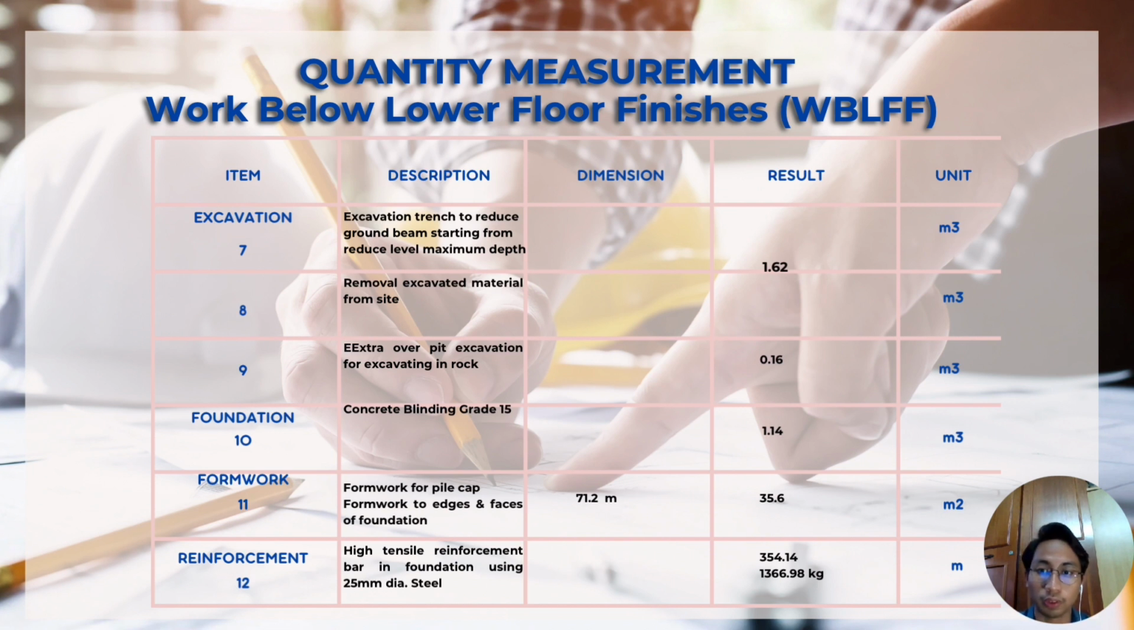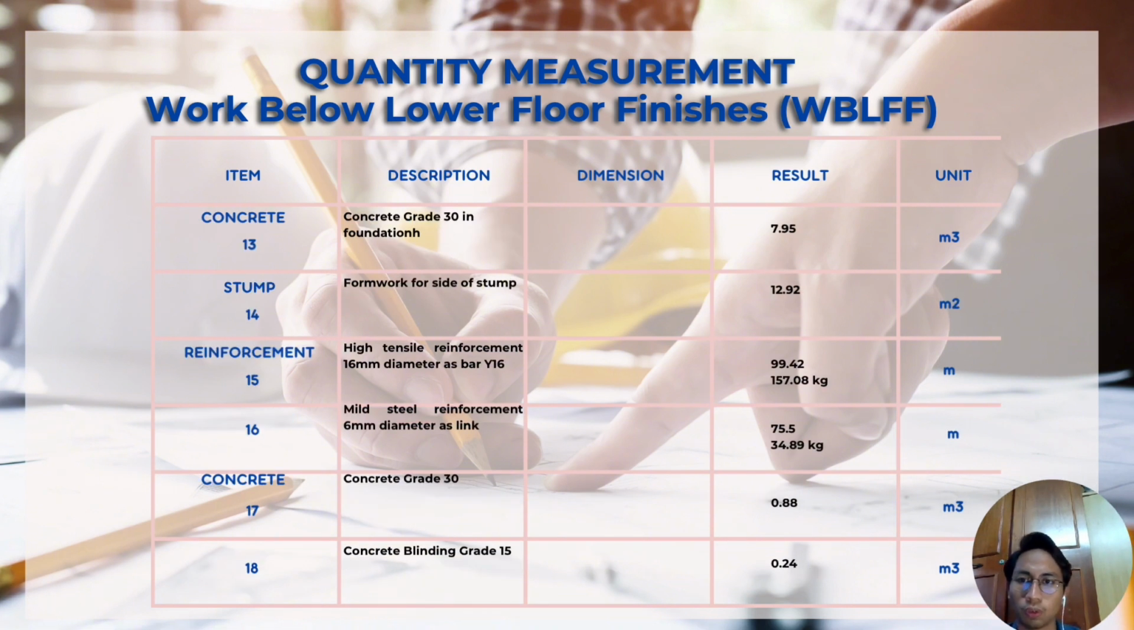So the next one is for the reinforcement, high tensile reinforcement bar in foundation using 25 millimeter diameter steel. So the total mass of the reinforcement is 1366.98 kilograms, and the length of the reinforcement we used is 354.14 meters.